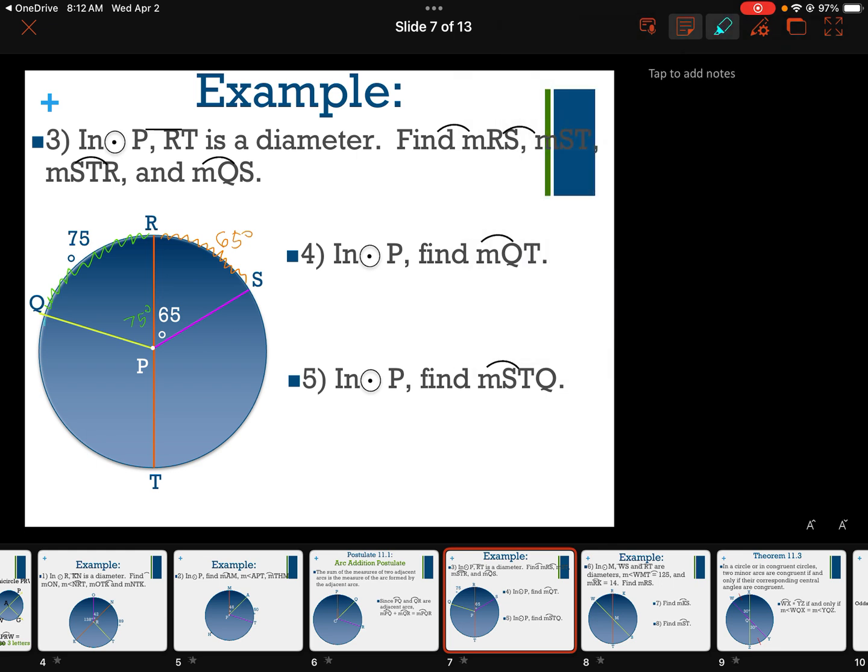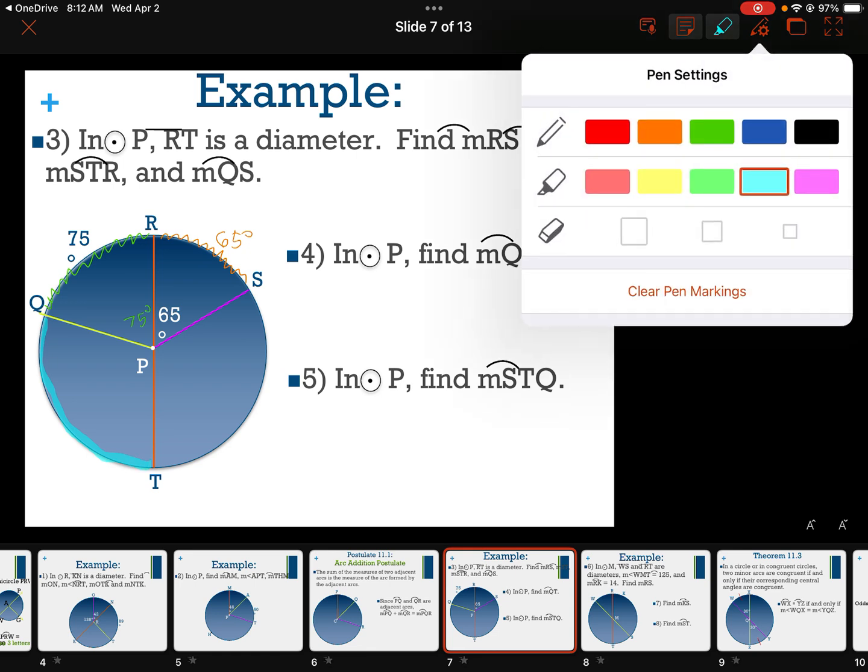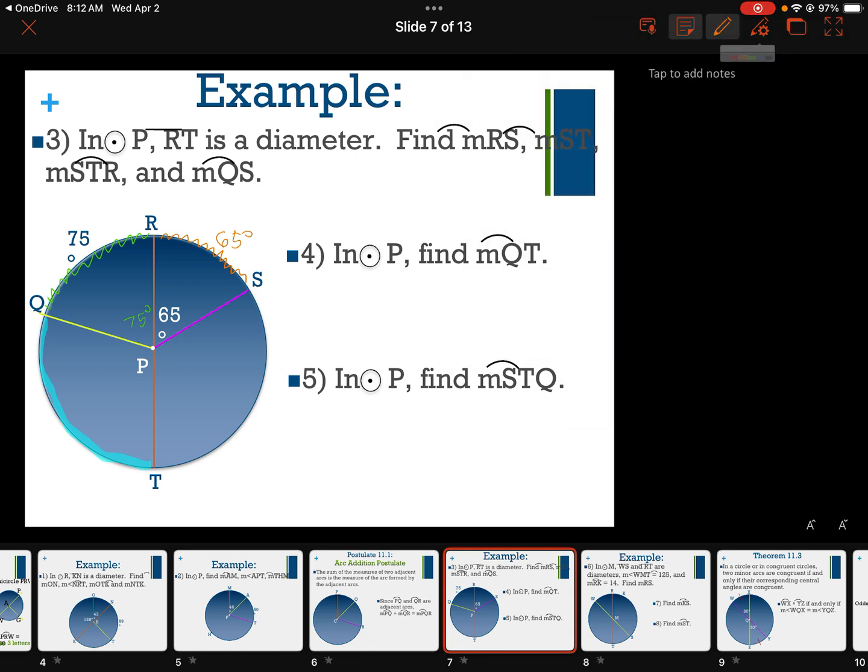Now I can also find the measure of this blue arc. I'll call it arc QT. I know its measure is whatever's left over from 180. It'll be 105. 105 and 75 add up to 180. And on the other side, I know this guy's going to be 115, which will make this arc measure 115 as well.